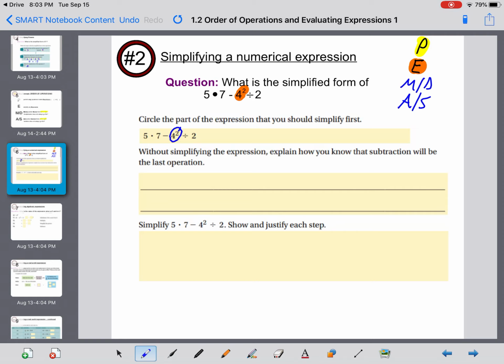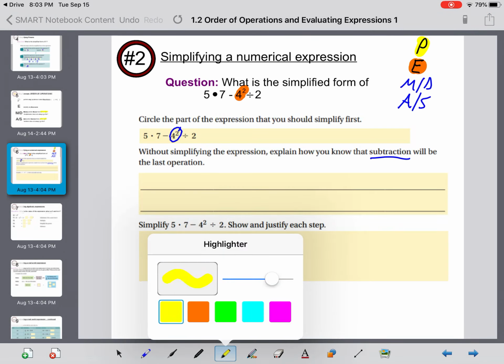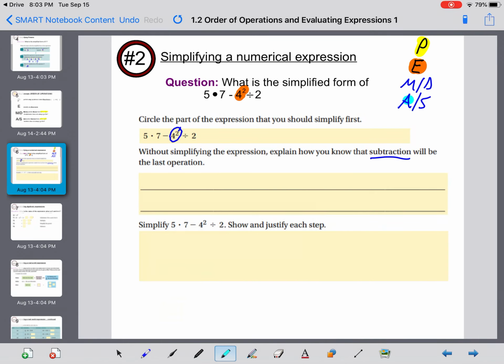Without simplifying the expression, explain how you know that subtraction will be the last operation. The reason we know that subtraction is going to be last is because I do not see any addition in here at all. I see multiplication, subtraction, division. I do not see addition.